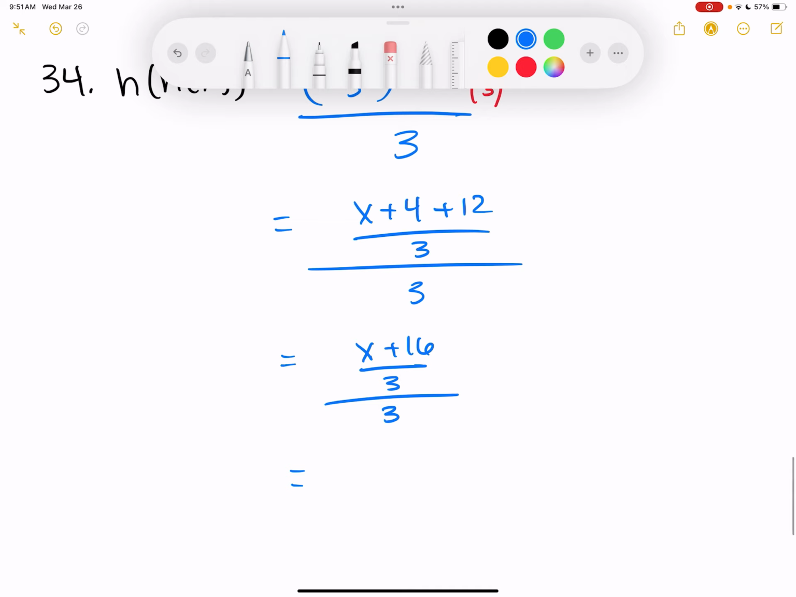Then x plus 16 over 3 times 1/3, and you don't have to show every single one of these steps, I'm just showing everything, equals x plus 16 over 9.